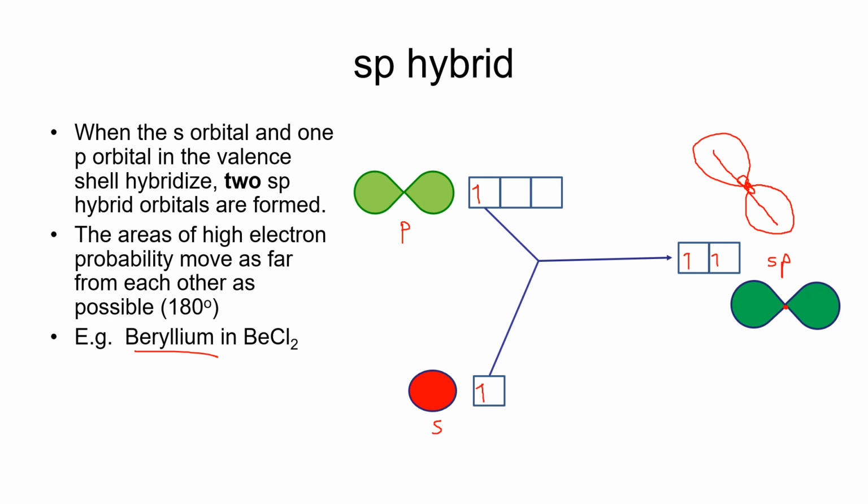This is another way of representing it here. So you get a linear shape between the two blobs of electrons, right? And so if you were bonding the beryllium, say, to two other chlorines, you'd have a chlorine on either side here, and this would be 180 degrees between them because those hybridized orbitals are not symmetrical and they're going to move far away from each other.